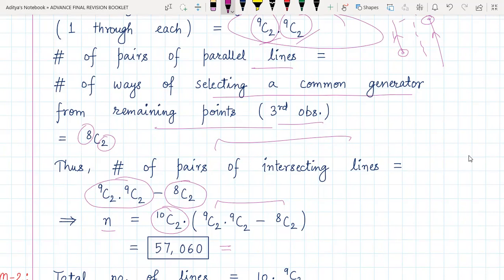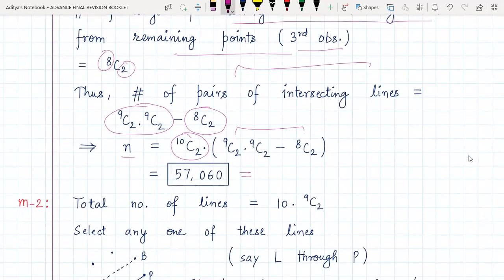Now there is also a method that helps us understand this problem in a similar way, but with a slightly different approach. So the approach is, the total number of lines would obviously be 10 into 9C2, because from every point there are 9C2 lines. So 10 into 9C2 total lines will be there.